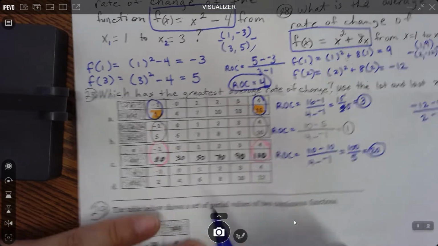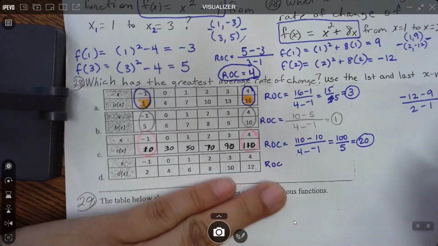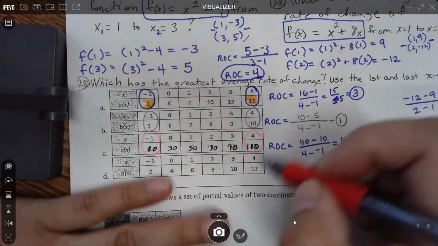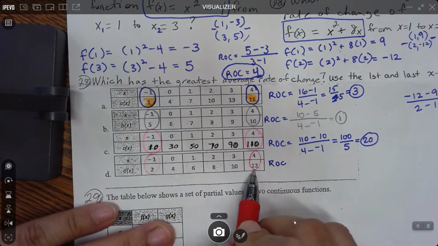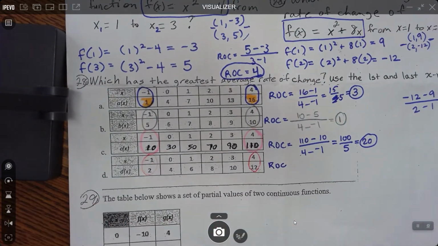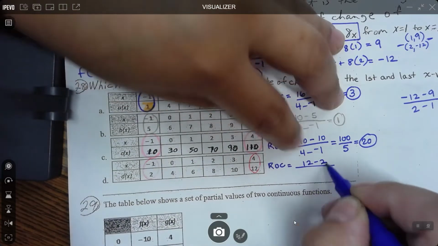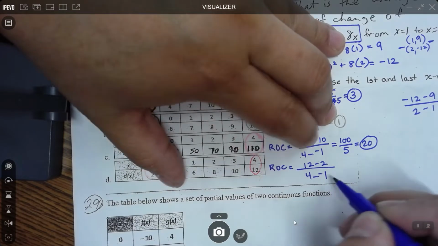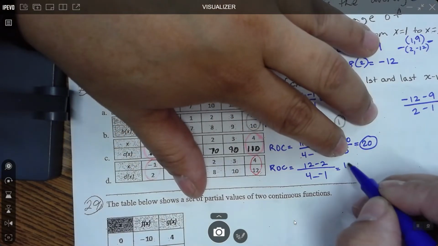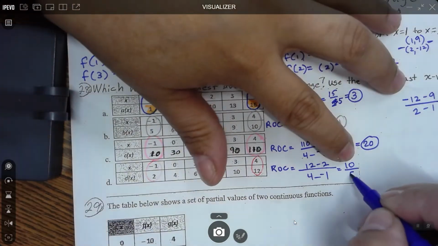Okay. All right, so to do this rate of change, we're going to need this point and this one. And remember, the y's is the 12 minus the 2. So it's 12 minus the 2, and then the 4 minus the negative 1. 12 minus 2 is 10. 5, and 10 divided by 5 is 2.